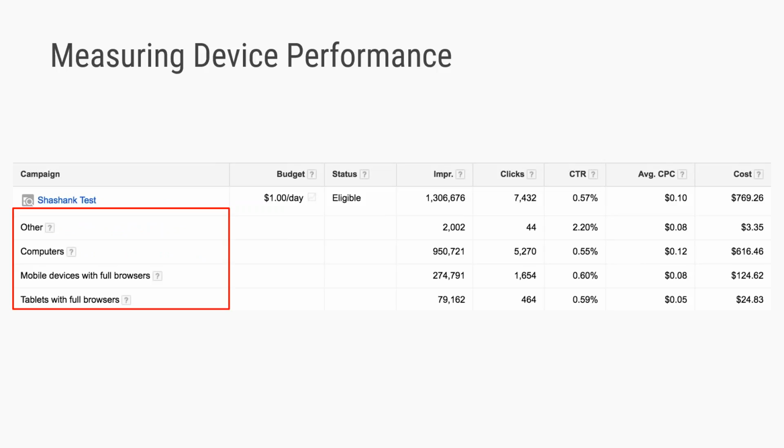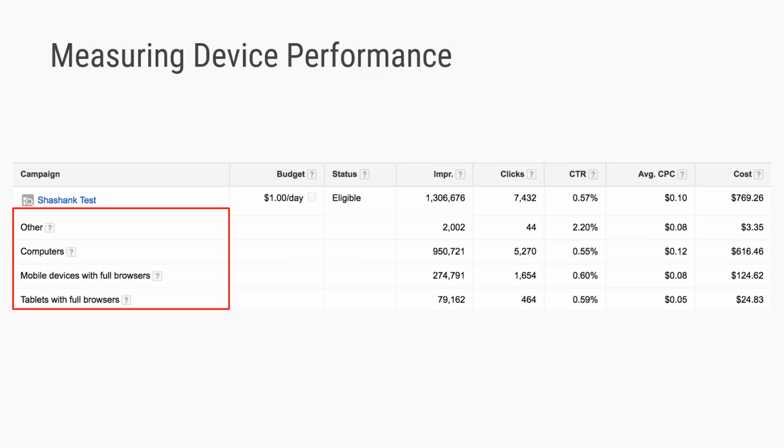Coming to device performance, this data will give you an idea about how your campaign is performing across devices: computers versus mobile versus tablet. Let's say your business is heavily dependent on mobile, and you get a lot of business through mobile phone, through calls. In that case, you might want to check the performance on mobile. How is the click-through rate? How is the sign-up? How many calls have you received from mobile devices? And adjust bids accordingly on mobile devices.